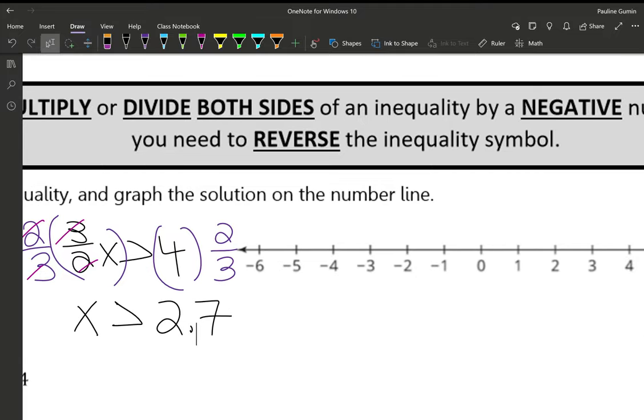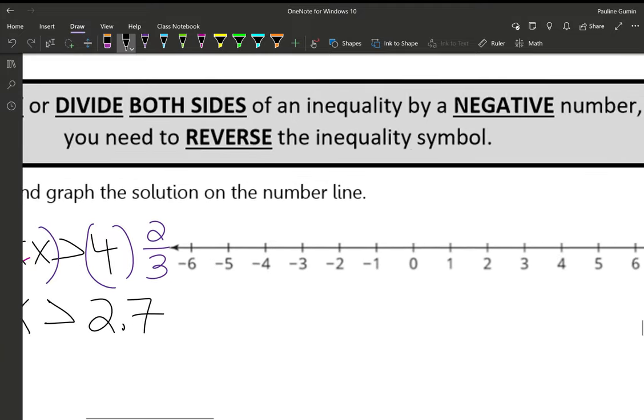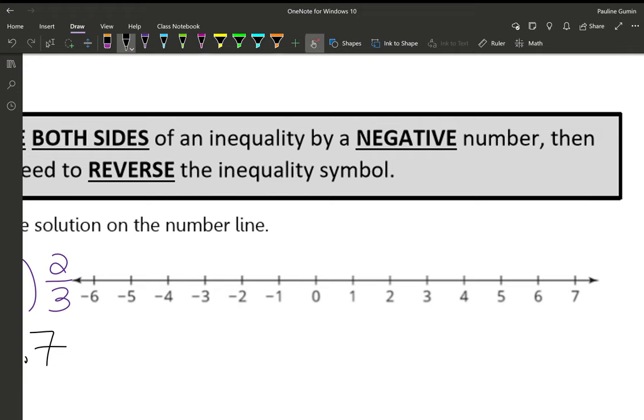When we have a symbol that looks like this, like a greater than or a less than, I want to remind you that we do an open circle to graph that. I'm going to move that right here. When we have a symbol that's greater than or equal to or less than or equal to, we graph it with a colored in dot.